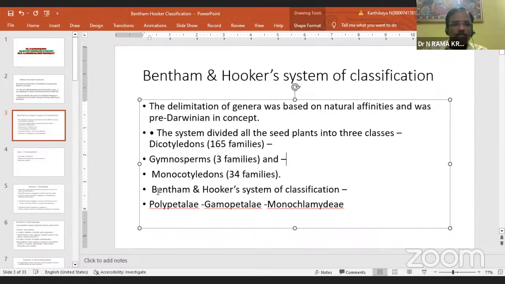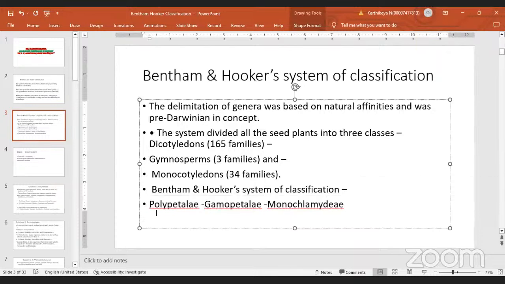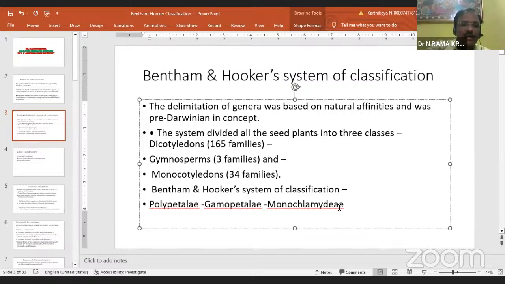Now you see the Bentham-Hooker system of classification. They are again divided into 3 subclasses. Is it okay now? Three subclasses. What is the first one? Polypetalae, very good. Second one is Gamopetalae, very good. Monochlamydeae. These 3 are the subclasses, which are under the dicotyledons.